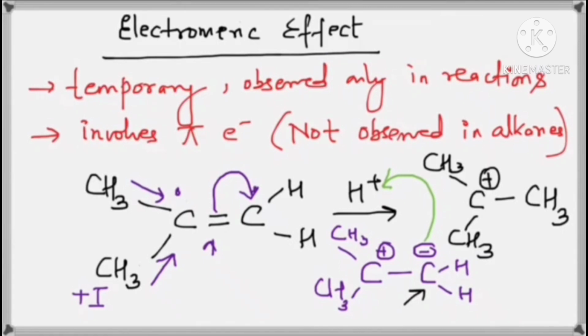So if we look at it again, the things to note here are, this process happened only because of the presence of H plus, and therefore it is a temporary effect. It is only shown in reactions. And the second point to note is that the electrons that got shifted are the pi electrons. So the electromeric effect is only shown by groups that have a double bond or a triple bond.